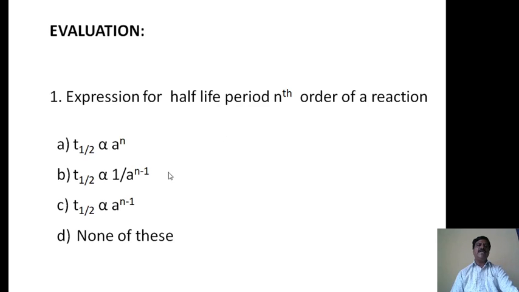The answer for this question is option B, because T half is directly proportional to 1 divided by a to the power of n minus 1 for an nth order reaction. We know that T half for a second order reaction is 1 divided by a to the power of 1. Therefore, for an nth order reaction the power will be one less. Therefore, T half of an nth order reaction is inversely proportional to a to the power of n minus 1. Option B is the correct answer for this question.